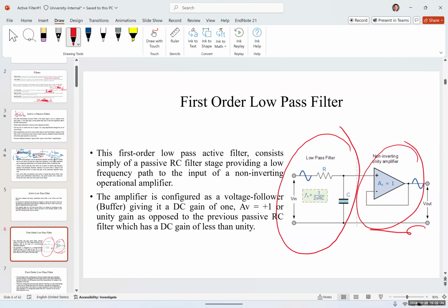So this is, I can say, the simplest low pass filter. It doesn't have any gain. The gain is 1. But it's an active filter. This first order low pass active filter consists simply of a passive RC filter stage, so this is the passive RC stage, and we have the active element, which is the op amp. And as you know, it's a voltage follower, so the gain AV is equal to +1.